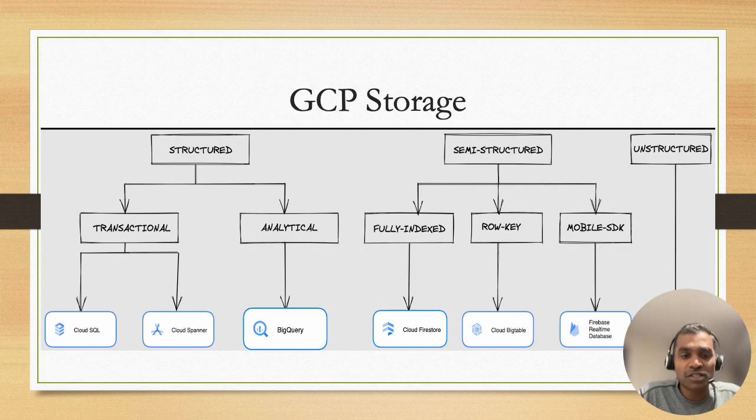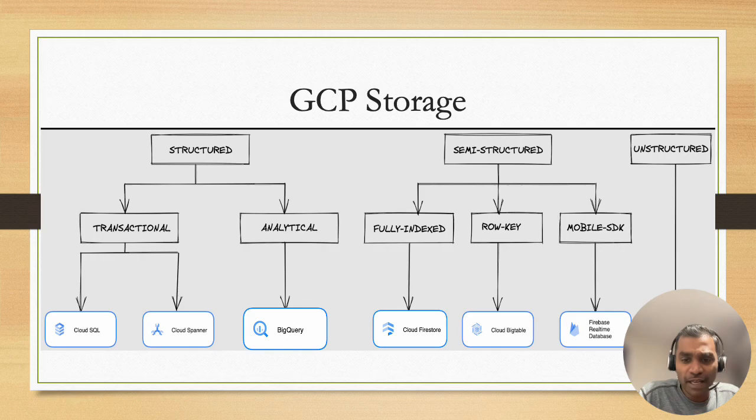If the data is structured but it's analytical data, we can use BigQuery to store it and then do further analysis. Another type is semi-structured data. It's a kind of fully indexed data that can be stored in Cloud Firestore. But if it's a raw key data, we can use Cloud Bigtable. If it is a mobile SDK, we can use the Firestore real-time database.